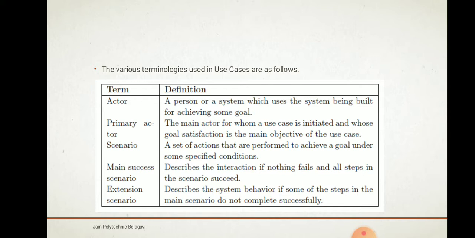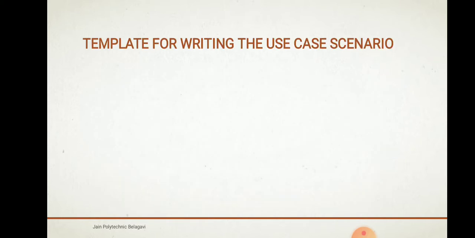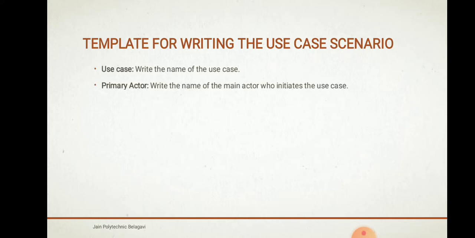Extension scenario. It describes the system behavior if some of the steps in the main scenario do not complete successfully. Template for writing the use case scenario. So for the use case, first you should write the name of that use case. Next, you should write the name of the actor who initiates the use case, that is, who is going to use that functionality.